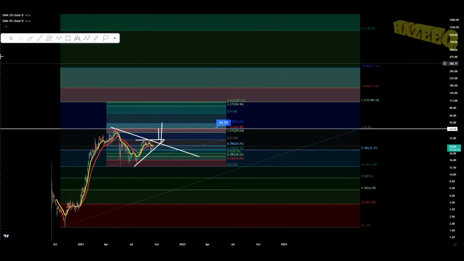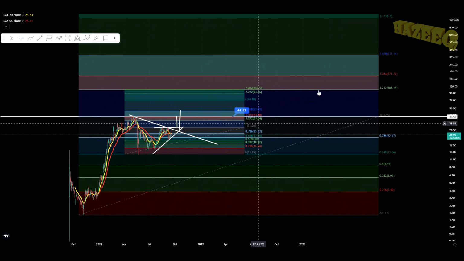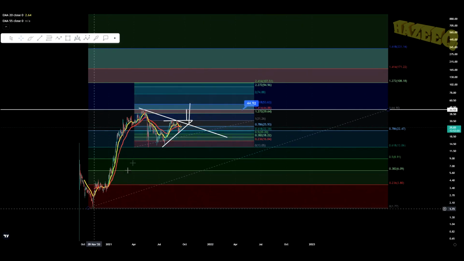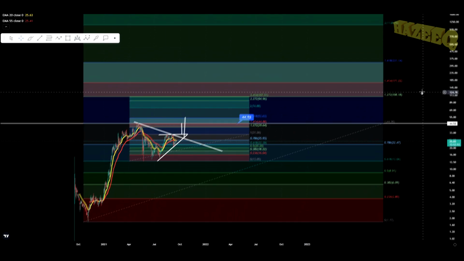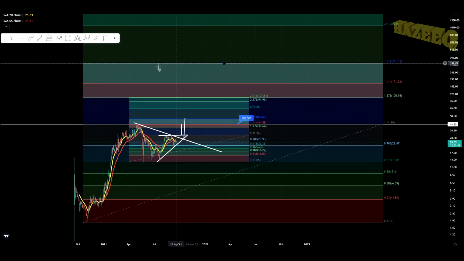So we are on the Uniswap chart, daily chart, and we do have the Fibonacci retracement up from this low in November all the way to the previous all-time high that we have at $44.9. We're looking at $331 per unit token by the end of the bull market.